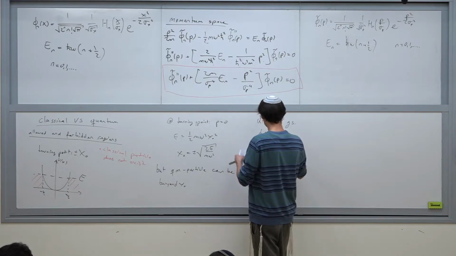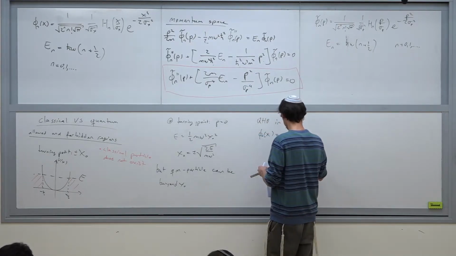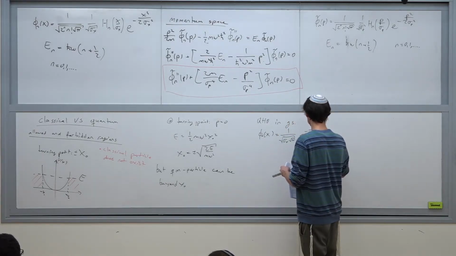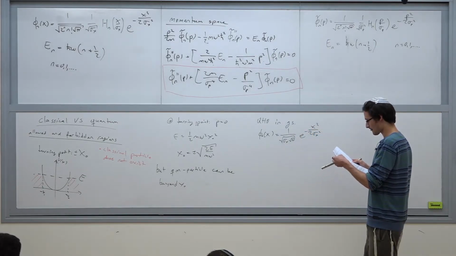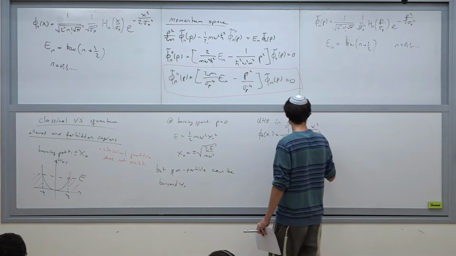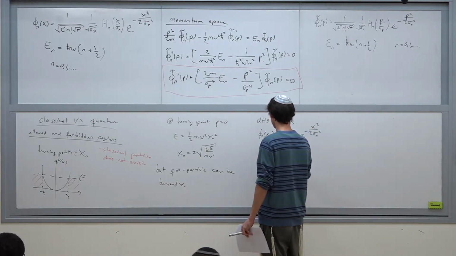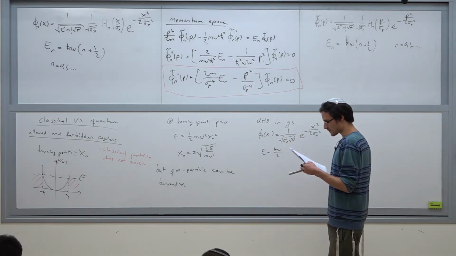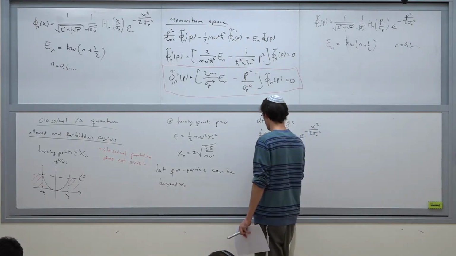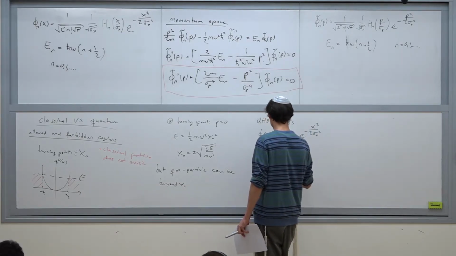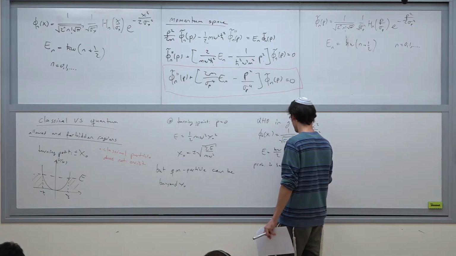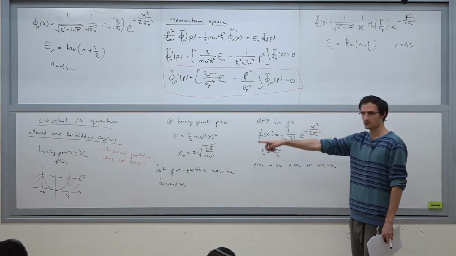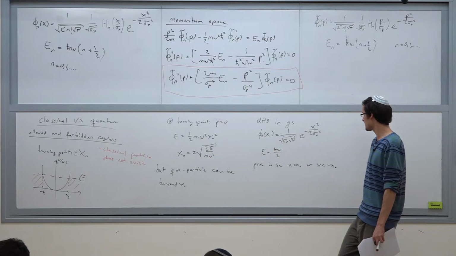Phi 0 of x is the square root of 1 over sigma x root pi, e to the minus x squared over 2 sigma x squared. And its energy is the ground state energy, h bar omega over 2, just plug in n equals 0, that's what you get. Now, the probability to be at either x larger than x0 or x smaller than minus x0, right, that's the red region in the drawing, the sketch.